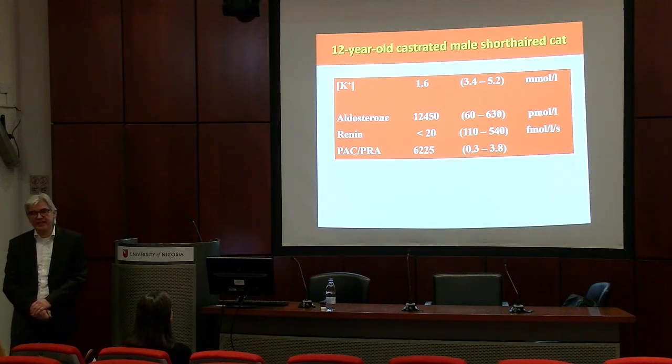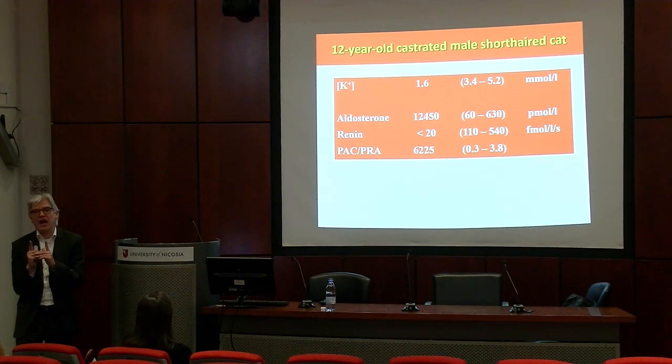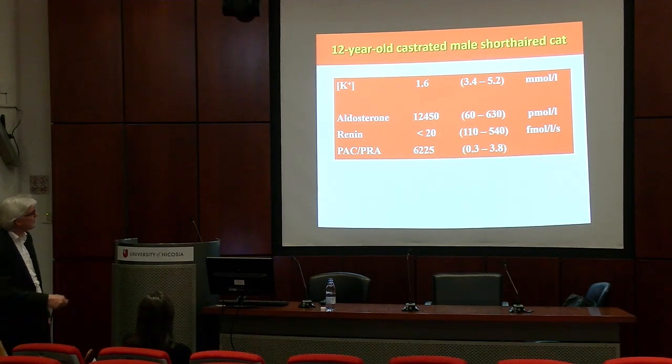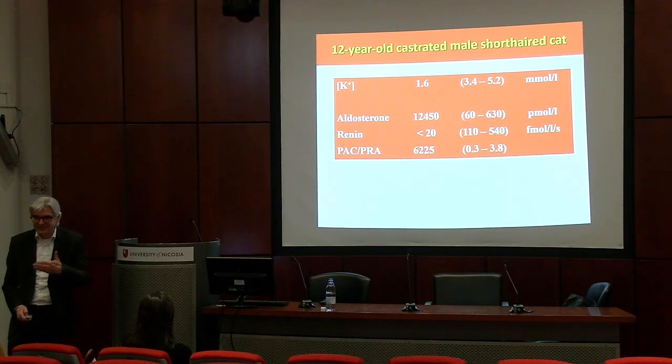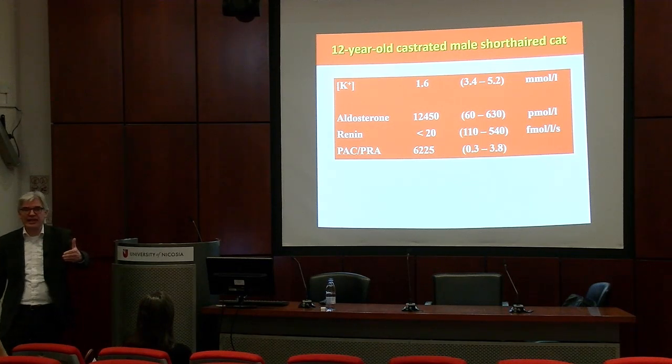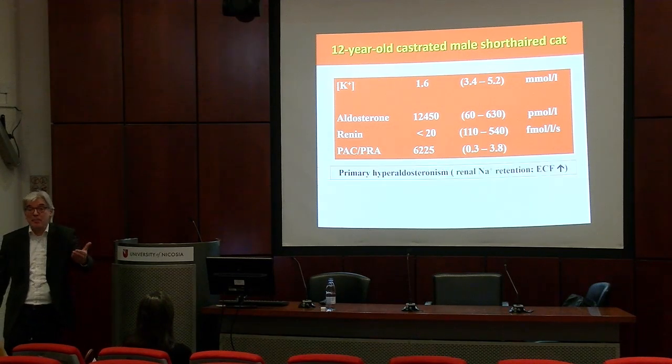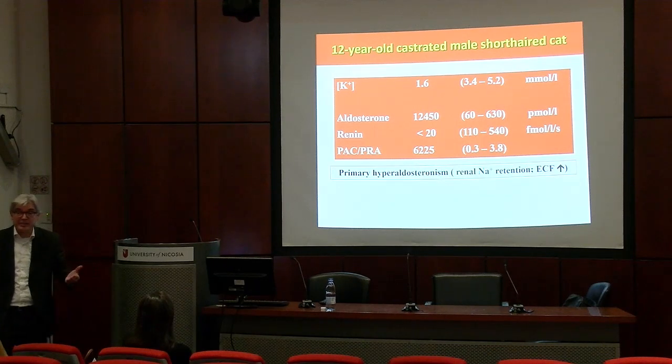So very, very high. Actually, since then, I've only seen one cat with a higher aldosterone concentration. You also can see that the renin is completely suppressed. So this high aldosterone is not due to stimulation by renin. So it is primary. It's a primary hyperaldosteronism.